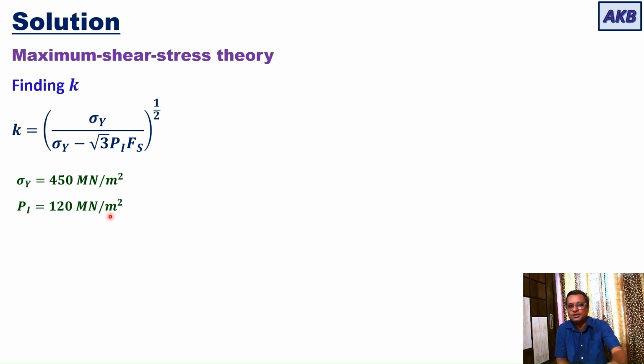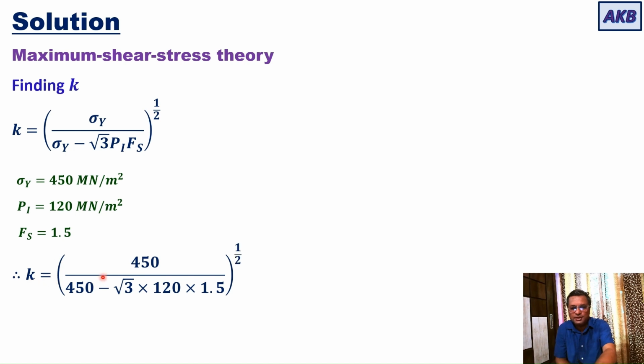Again, you can use design pressure, which would be at least 5% more than the internal pressure, but over here I am using the internal pressure. Then factor of safety is given, Fs is 1.5. So with these values, K will be equal to the square root of 450 divided by 450 minus root 3 into 120 into 1.5. After I solve this, I am going to get the value of K as 1.80. So according to maximum shear stress theory, K is 1.80. That ends the first step.